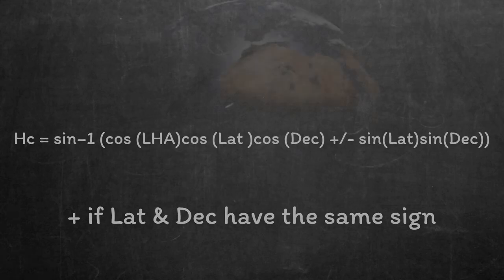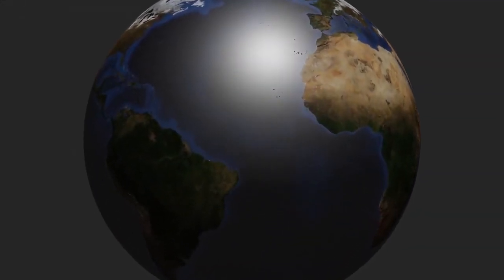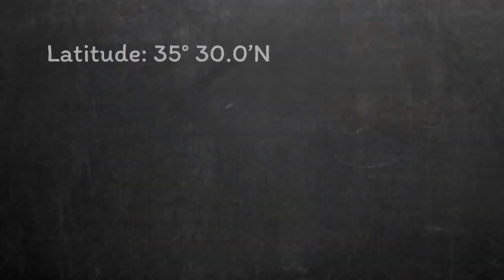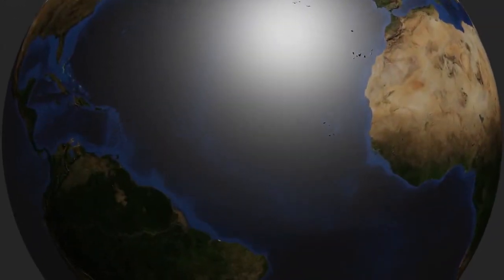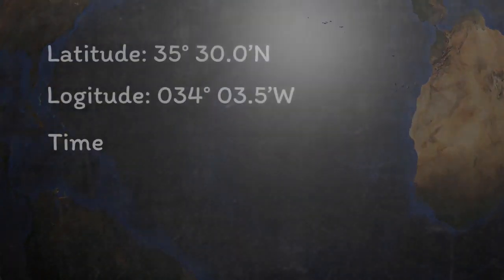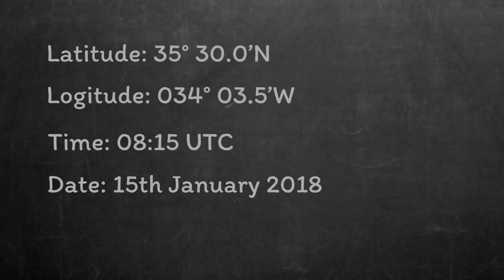So let's take a look at an example. Our estimated position is 35 degrees, 30.0 minutes north, 034 degrees, 03.5 minutes west, which places us somewhere in the middle of the North Atlantic. The time we're going to say is 8:15 UTC on the 15th of January 2018. I'm going to use UTC instead of local time, as that's just an additional conversion that we don't need for the purpose of this demonstration.